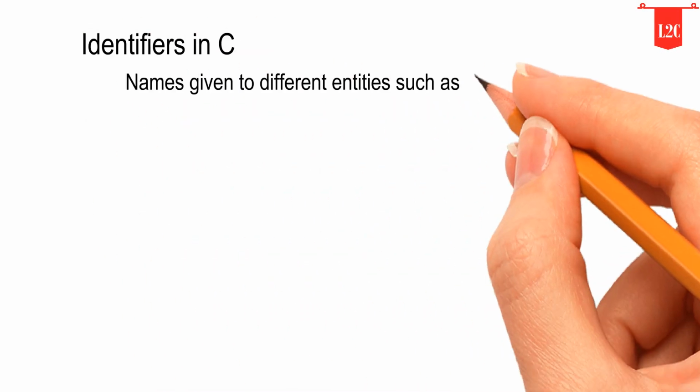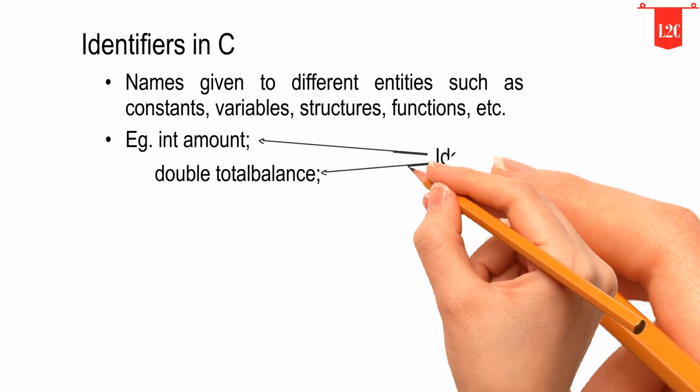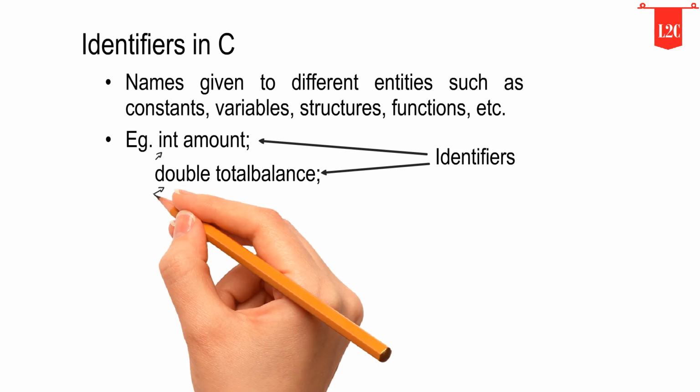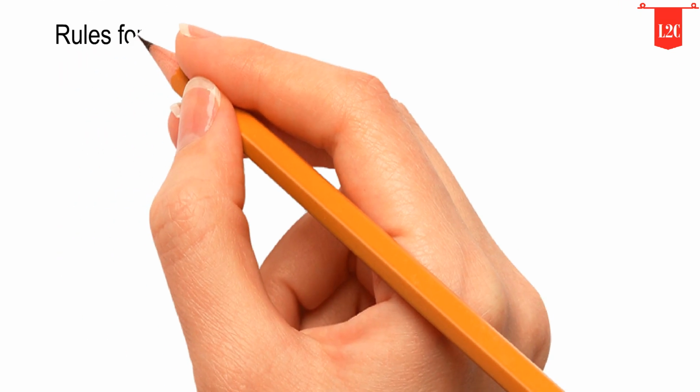The second type is identifiers in C. Identifiers are names given to different entities such as constants, variables, structures, functions, etc. Example: int amount, double total balance. In the above example, amount and total balance are identifiers and int and double are keywords. The user may use a combination of different character sets available in the C language to name an identifier. But there are certain rules to be followed by the user when naming identifiers, otherwise the compiler generates an error. Following are these rules.